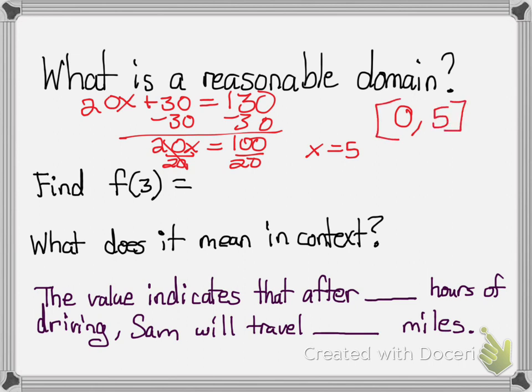Now, if they want me to find f of 3, that simply means plug in 3 for x. So it'll be 20 times 3 plus 30. And when I type that in the calculator, it gives me 90.